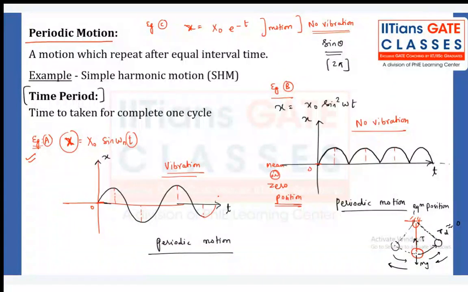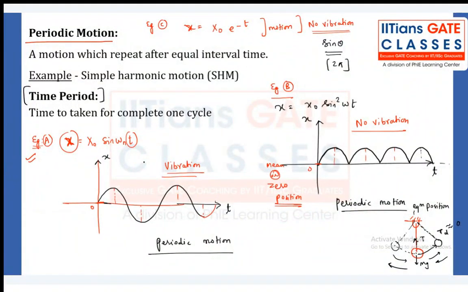What is example B? Suppose I represent x = x0 sin²(ωn t). Now, sin²(ωn t) is a periodic function, but it is not doing any to and fro oscillation about the mean position. It is only doing one-sided motion. In that type of system, we say there is no vibration. It's a periodic motion, but there is no vibration because it is not doing to and fro motion.